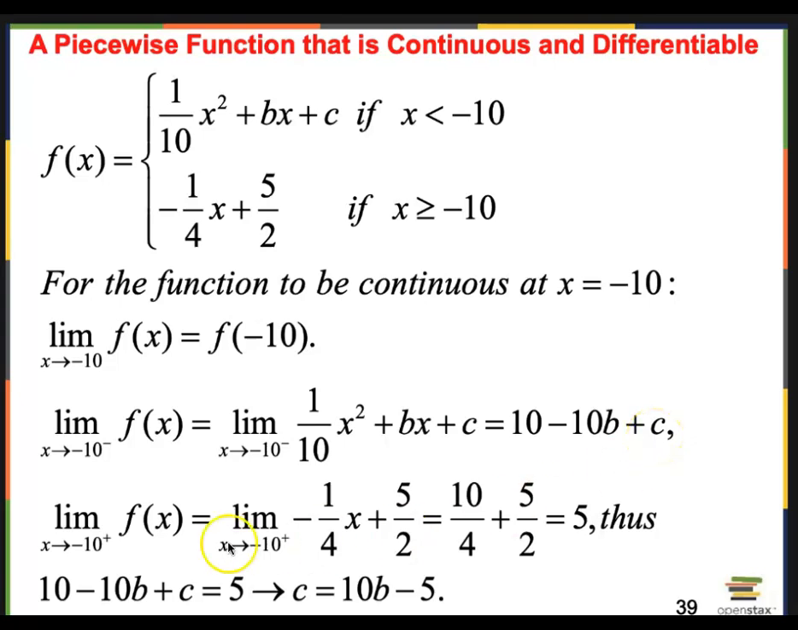Then from the right side, again, we look at the same thing, and we get 10 over 4 plus 5 over 2. So again, we plug in our negative 10. We end up with 5. Thus, we know that 10 minus 10b plus c equals 5. We solve this for c. c equals 10b minus 5.